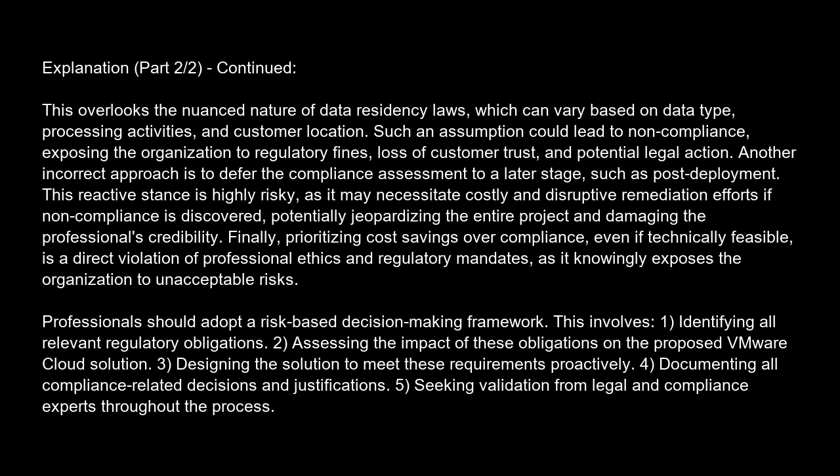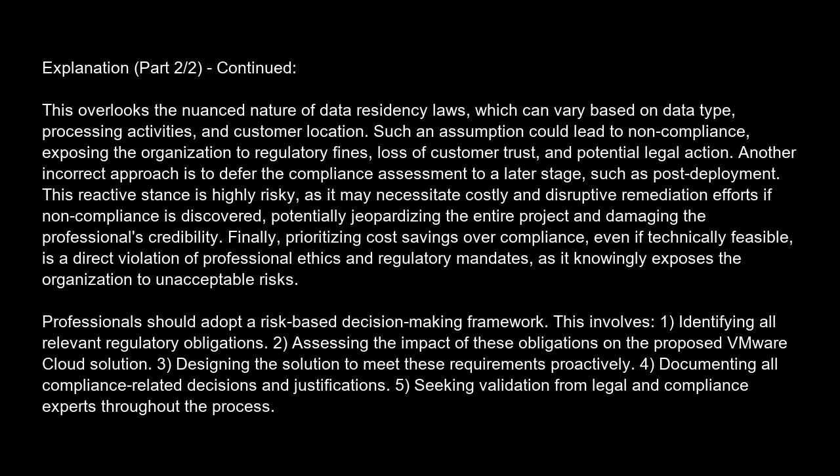This reactive stance is highly risky, as it may necessitate costly and disruptive remediation efforts if non-compliance is discovered, potentially jeopardizing the entire project and damaging the professional's credibility. Finally, prioritizing cost savings over compliance, even if technically feasible, is a direct violation of professional ethics and regulatory mandates, as it knowingly exposes the organization to unacceptable risks.